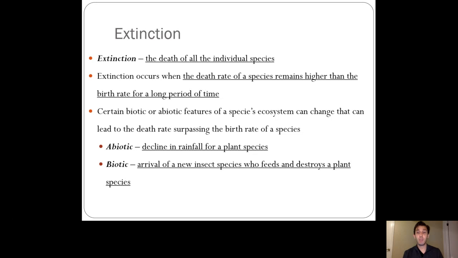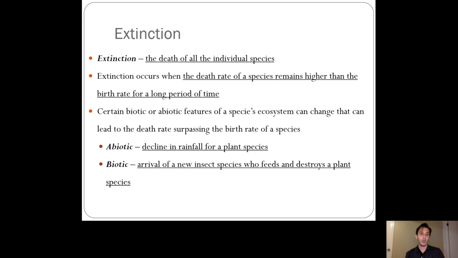Okay, big word here. Extinction. That means every member of the species dies. Okay. Extinction typically occurs when the death rate of a species consistently remains higher than the birth rate for a long, long period of time. Okay. And there are certain biotic or abiotic features of a species' ecosystem that can change that can lead to the death rate surpassing the birth rate.